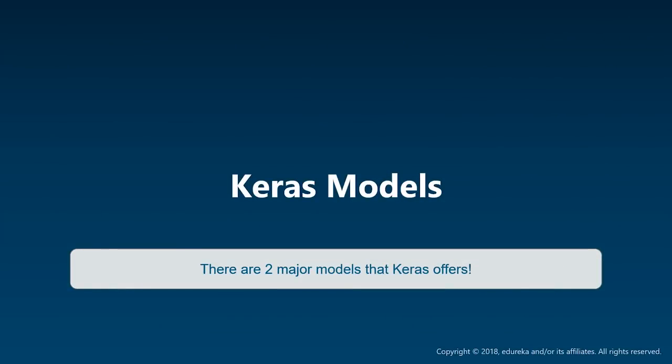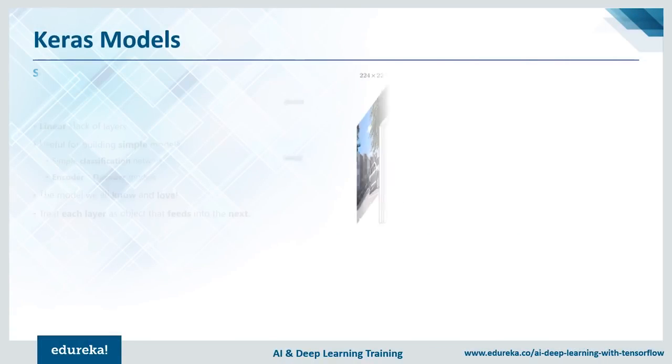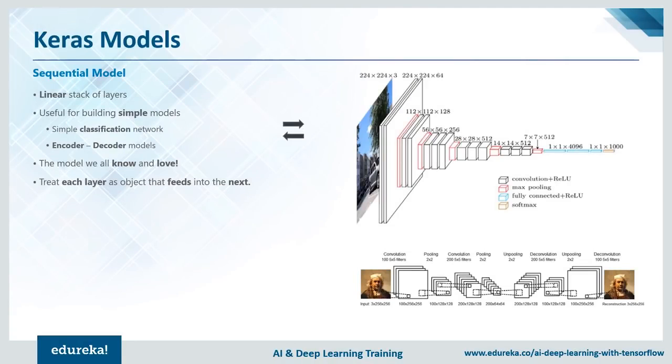So next, let's dive a little bit deeper and check out the two major models, guys. So the first model is a sequential model. The working is basically like a linear stack of layers. So the first thing that comes into my mind when I think about the layered approach is the sequential model. It is majorly useful for building simple classification networks and encoder-decoder models, guys. And definitely yes, this is the model which we all know and love. So here we basically treat every layer as an object that feeds into the next layer and so on.